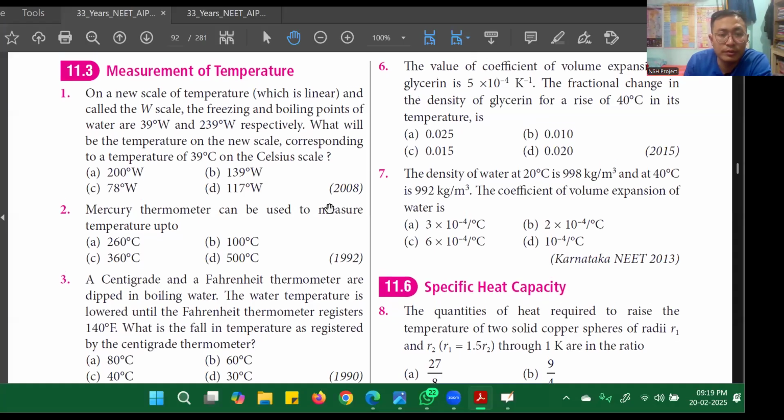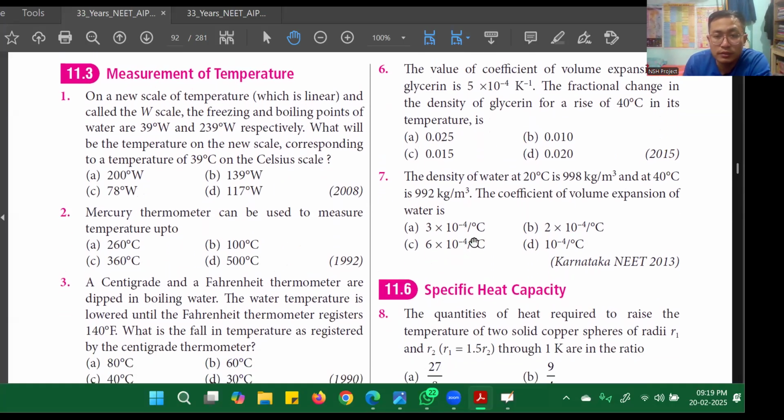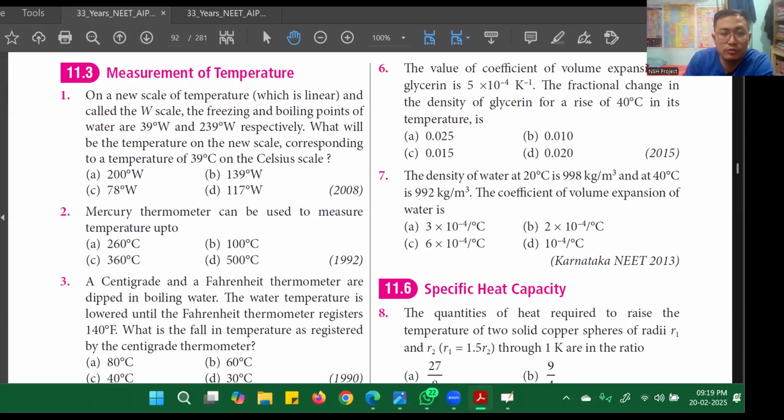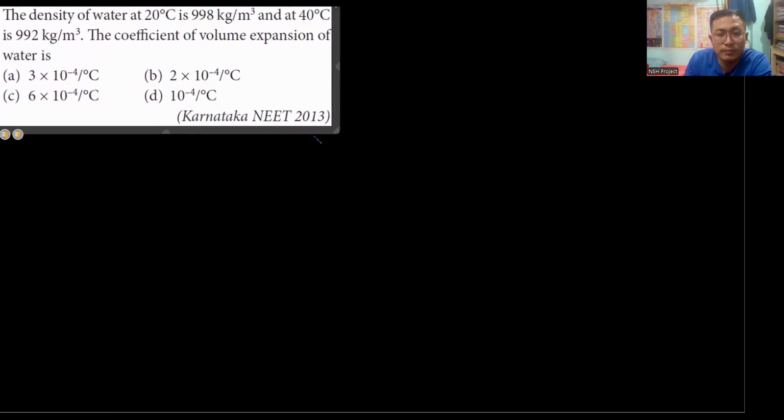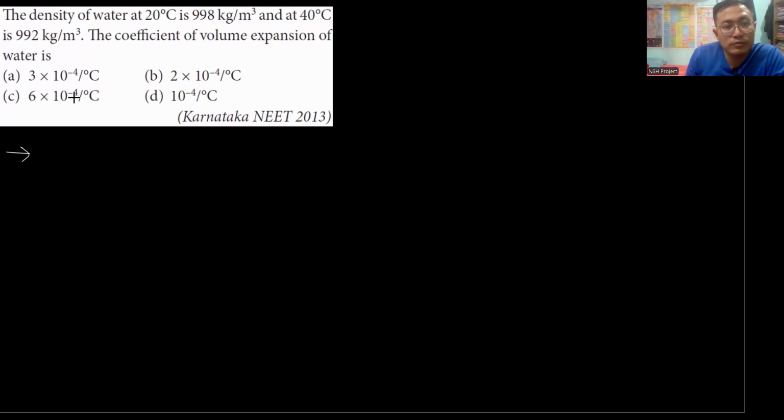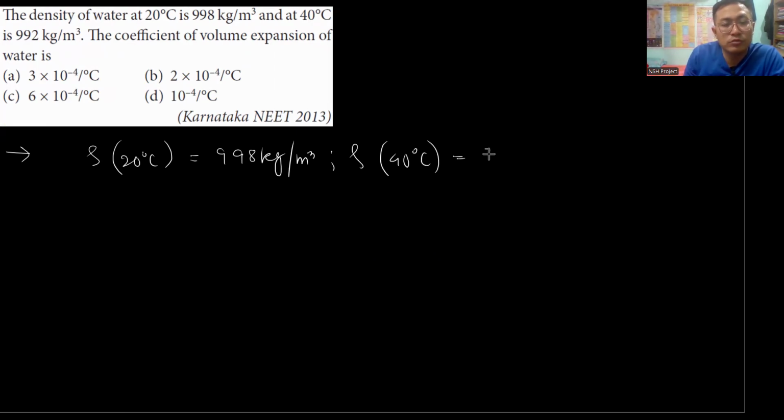Now this is question number 7. The density of water at 20 degrees Celsius is 998 kilogram per meter cube, and rho at 40 degrees Celsius is equal to 992 kilogram per meter cube. The coefficient of volume expansion of water, alpha V, is equal to what?